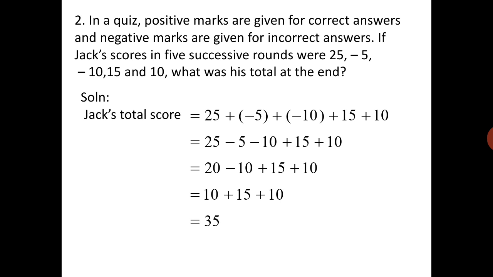The second question reads as: in a quiz, positive marks are given for correct answers and negative marks are given for incorrect answers. This generally doesn't happen in your exams. We don't give you marks as -2, -3. But in this particular quiz, it was done. So, if Jack's scores in 5 successive rounds were 25, -5, -10, 15 and 10, what was his total score? The total at the end. Total scores we are supposed to find.